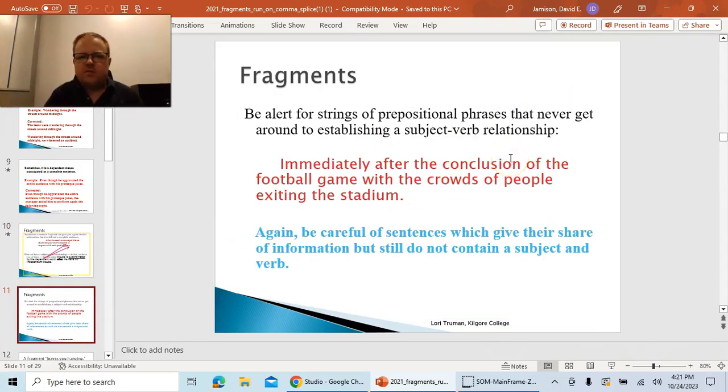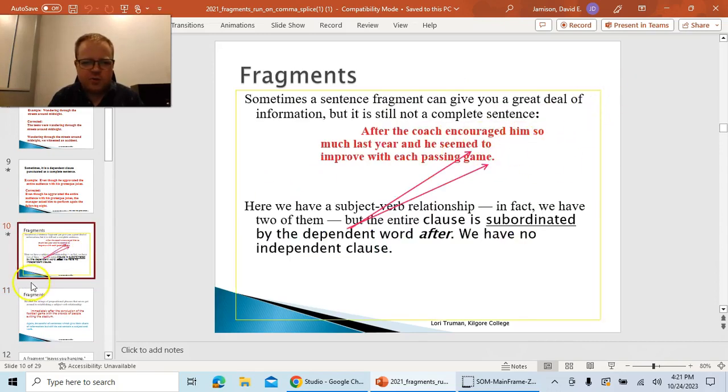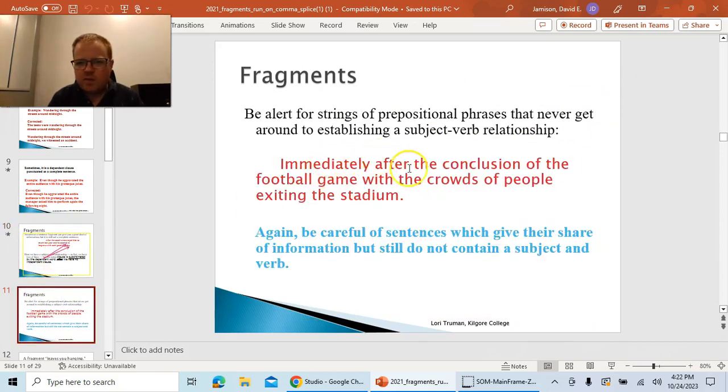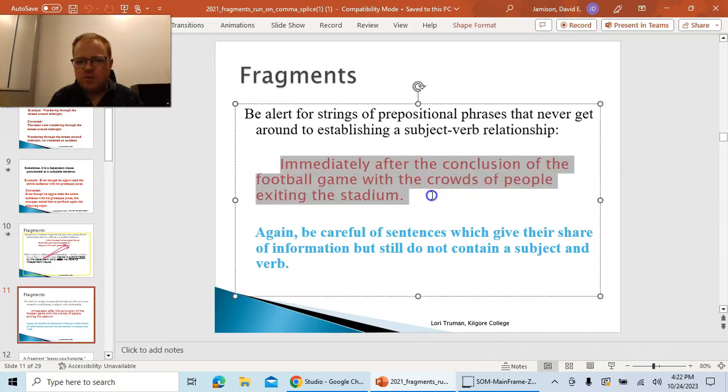Be alert for strings of prepositional phrases that never get around to establishing a subject-verb relationship. A lot of students end up writing sentences like the ones we just showed you, and this one here: immediately after the conclusion of the football game, with the crowds of people exiting the stadium. So you get to the end of that sentence, you could read the whole thing, you could feel like that's got enough words to be a complete sentence.